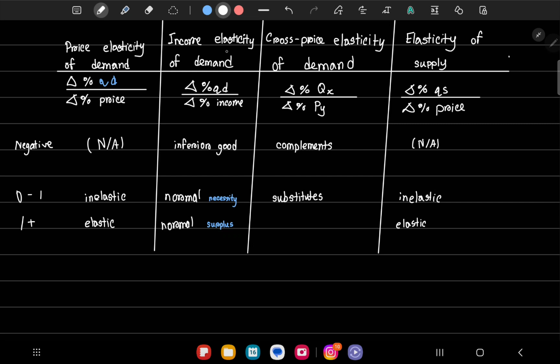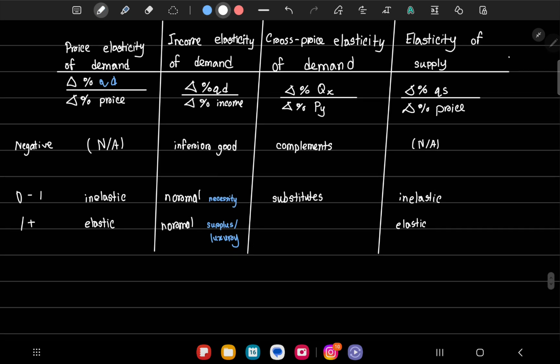Now for the income elasticity, it's the percentage change in quantity demanded by the percentage change in income. If it's negative, it's an inferior good. If it's between 0 to 1, it's a normal good, that's a necessity. And if it's more than 1, it's a normal good, that's a surplus or a luxury. Surplus or luxury just means that it's something that you can live without. It's a surplus to your requirements.